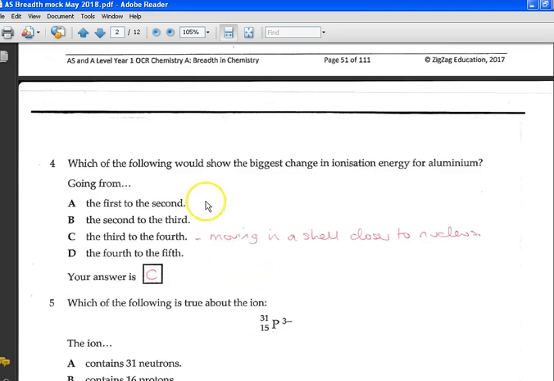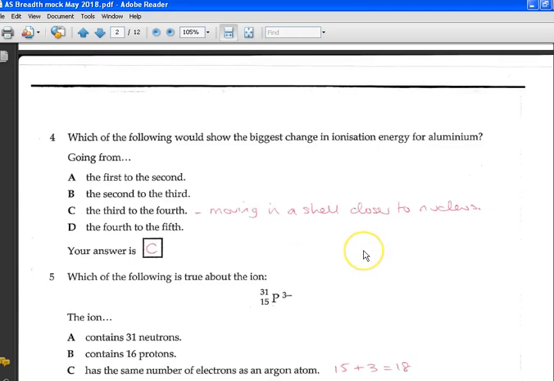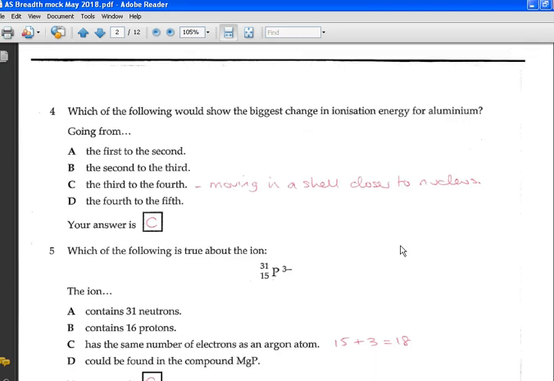Okay, yeah, this one you've got to recognize that the biggest change in ionization energy in an atom is going to be when you're moving from one shell to another. With aluminium, it's in group 3, so you need to remove 3 electrons, and then there'll be a big jump as you move in to the next shell, so between the 3rd and the 4th, because every time you remove an electron, don't forget, it becomes more difficult to remove the electron, and obviously once you've removed a whole shell, it becomes kind of doubly difficult.